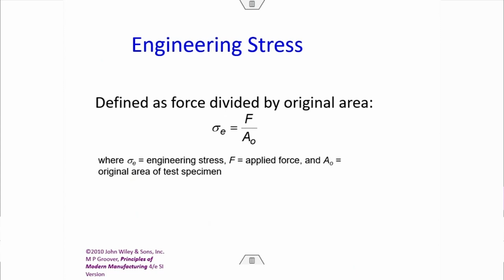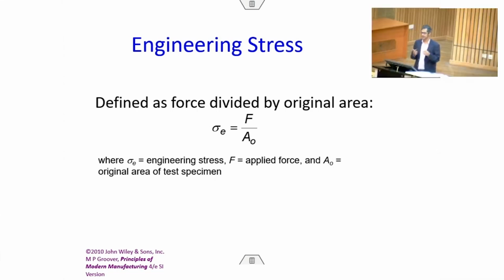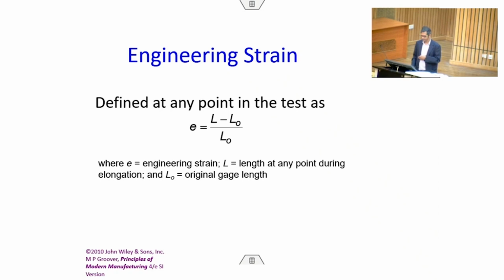Now let us come back to some of the things you need to know. As you know, stress is an important quantity. Stress is obtained by dividing the force by the original area, so engineering stress is nothing but force divided by the original area. Engineering strain is basically the increased length divided by the original length, that is L minus L0 divided by L0. L is the length at any point of testing, and L0 is the original length. So this can also be written as delta L by L0.